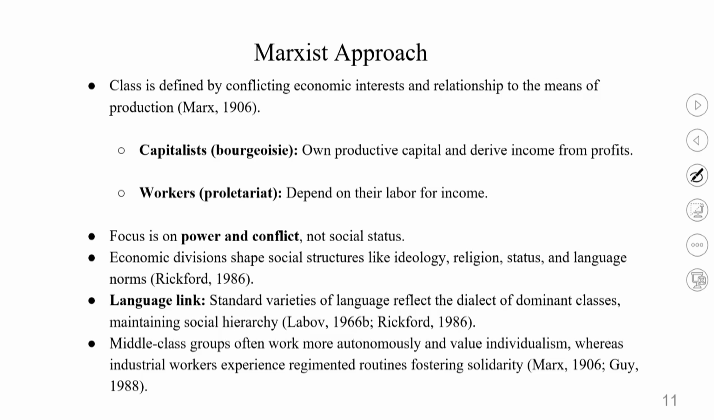This is another type. The Marxist approach is based on the conflicting economic interests of the capitalists and the proletariats. This is well known. So, capitalist on the one hand and the worker on the other hand, there is a constant power struggle. So, the focus here is on power and conflict, and economic divisions shape social structures like ideology, religion, status and language and so on.